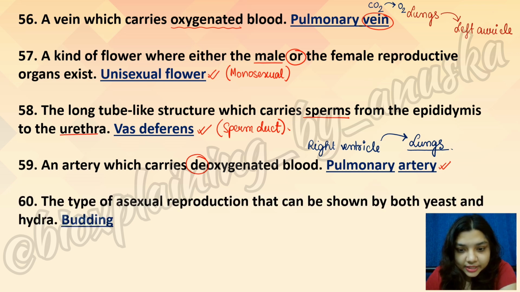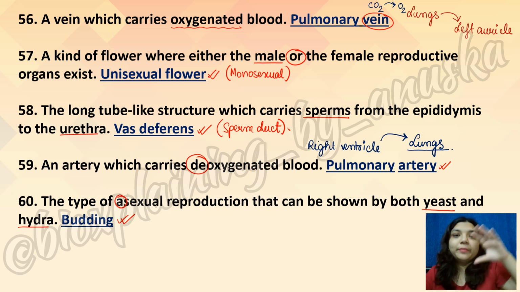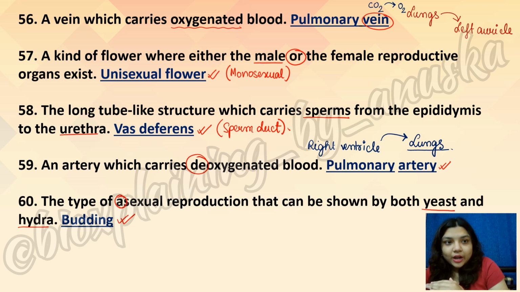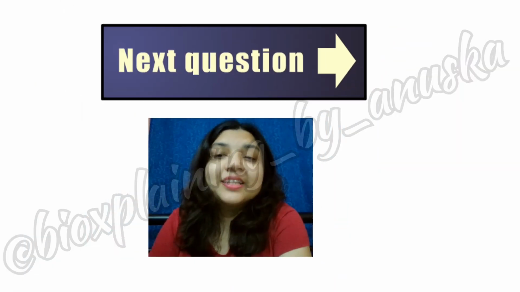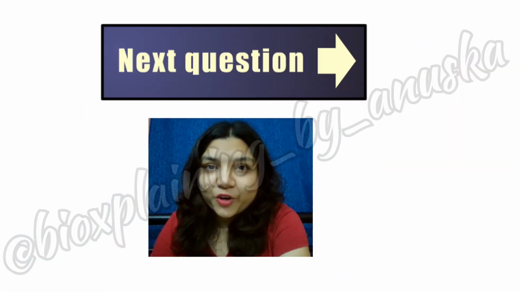Then we have the type of asexual reproduction that can be shown by both yeast as well as hydra. It is budding. That is, small buds are formed onto the parent body, and once the bud has become mature, now it detaches from the parent body, it falls on the ground and starts to grow as an individual organism. The next set of questions is as follows.